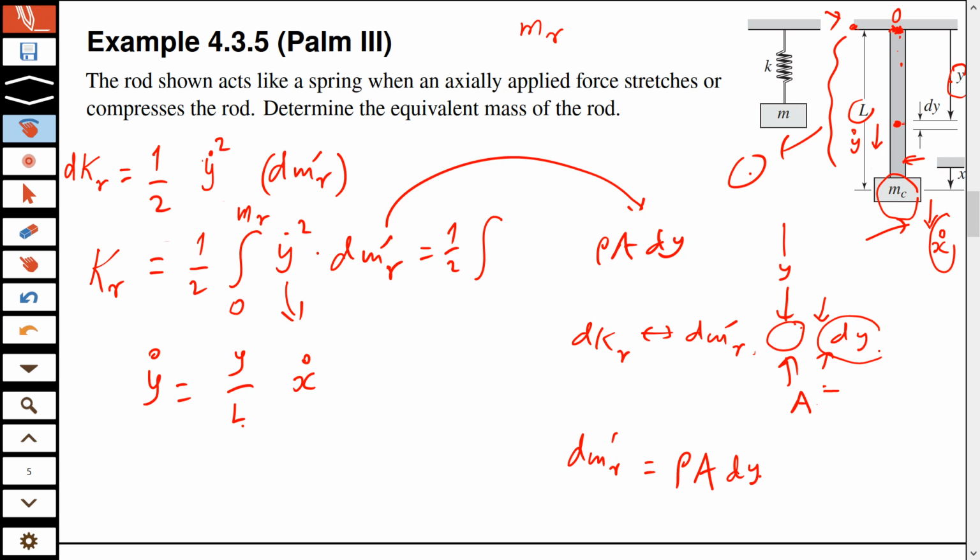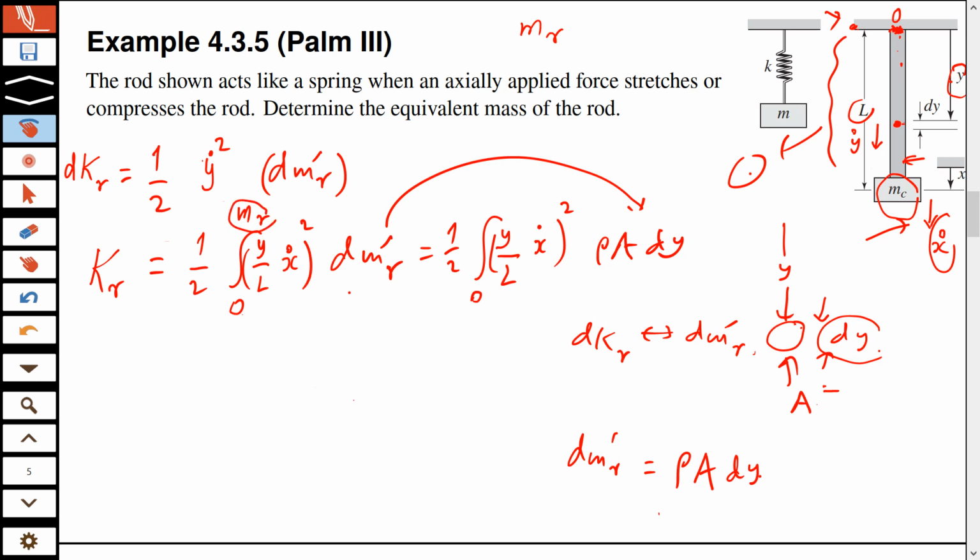So I can now replace this y dot with y over L x dot, and this whole thing is squared. Now this limit is 0, this limit is still 0 because y is 0 there, but the upper limit here was mr because this differential was for the mass. Now the differential is the length. Okay, so y goes from 0 to L. The maximum value of y is L. So that limit will change from mr to L, because of this change of variable.